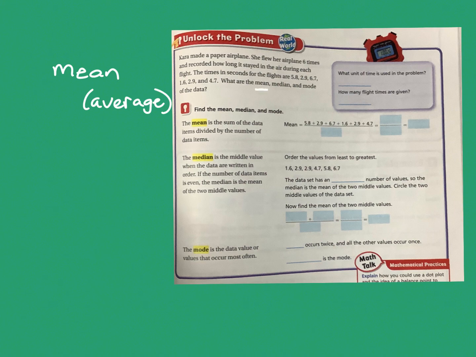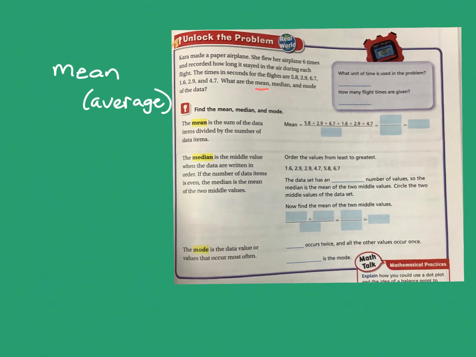So the mean is an average of all of the numbers put together. If you recall, to find an average, I would add up all of the numbers in the set, and then I would divide by how many numbers were sitting in the set. And so I remember mean means average because it's the meanest one of the three. It's the one that makes you have to do the most work. It's so mean. Average is add them all up and then divide by how many pieces of information were in the data set. So I would take all of these numbers, add them together, 5.8 plus 2.9 plus 6.7 plus 1.6 plus 2.9 plus 4.7.